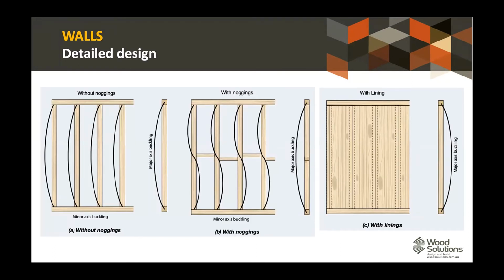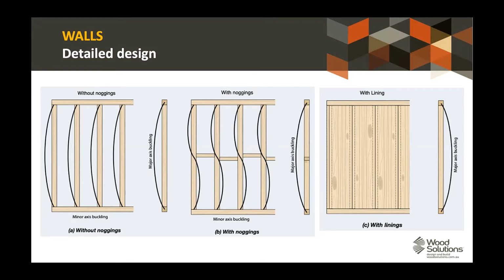Looking at walls, we've got options here of wall framing and therefore wall performance. Most commonly, we've got that central case where we have stud frame walls with nogs. So in the minor axis, we get restraint at the mid-height, and in the major axis, we get buckling about the full length.